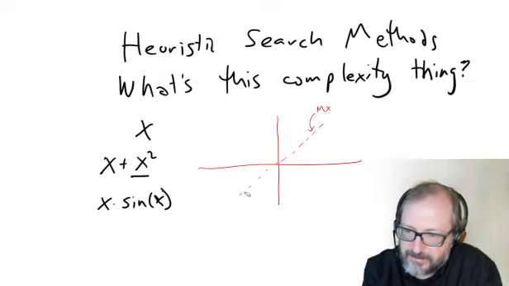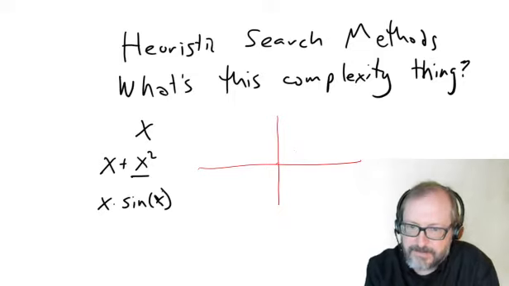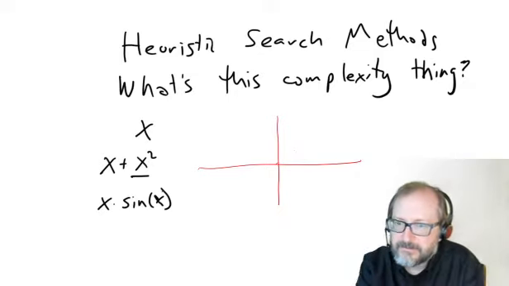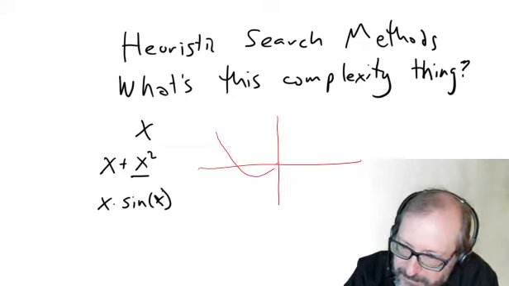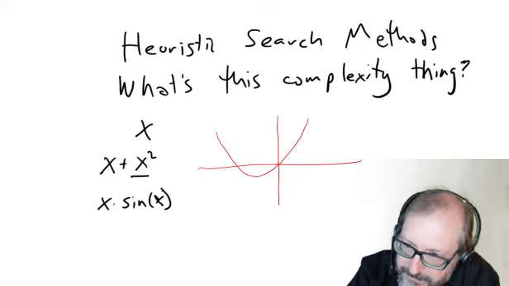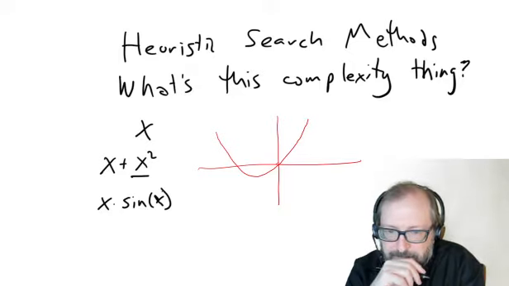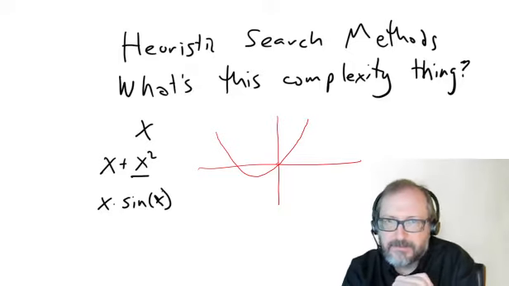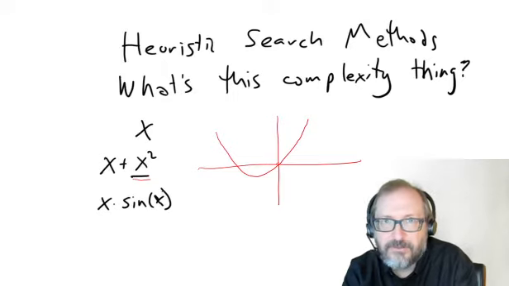Let's try a slightly harder case. Let's say your function f of x is x plus x squared. So what does that look like? Probably something like this. In the case of a sum, your complexity is going to be given by the highest order term, so in this case, x squared, and you can just ignore all the other terms.